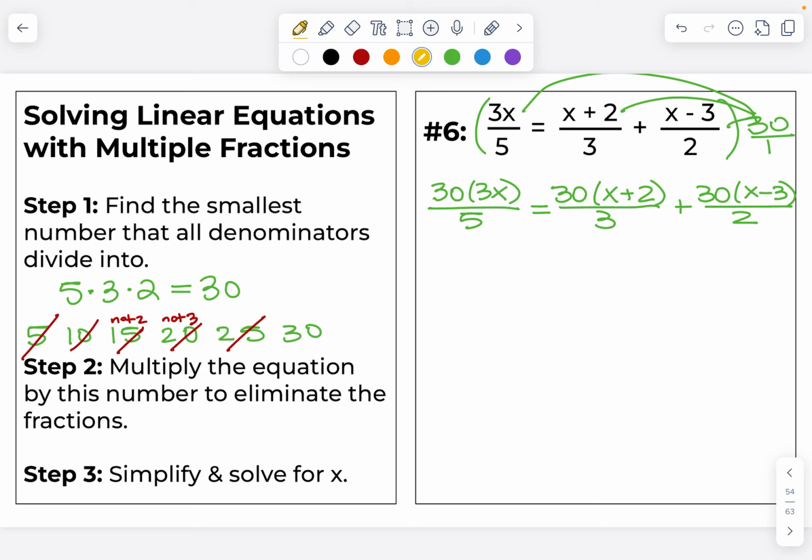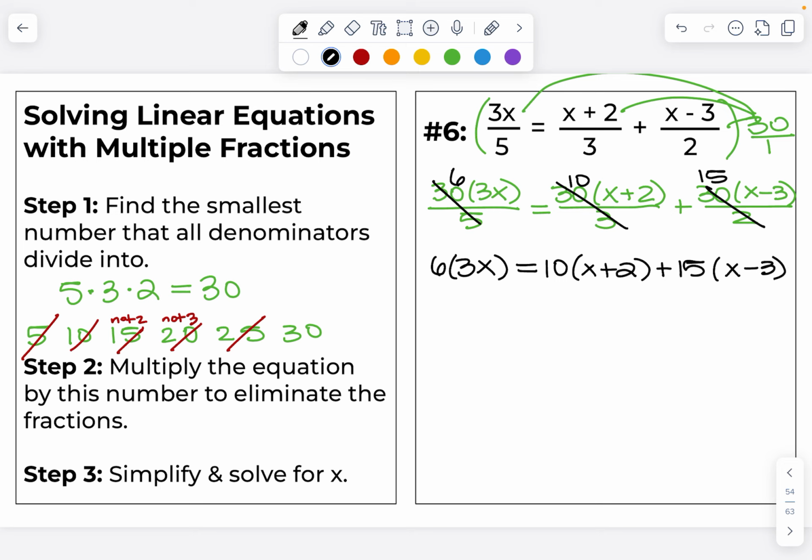Now comes the important step where we simplify. 30 divided by 5 is going to be 6, so I can write this as 6 times 3x equals 30 divided by 3 is 10. So this becomes 10 times x plus 2. 30 divided by 2 is 15. So this becomes plus 15 times x minus 3. And now that is exactly like those first few problems we did.